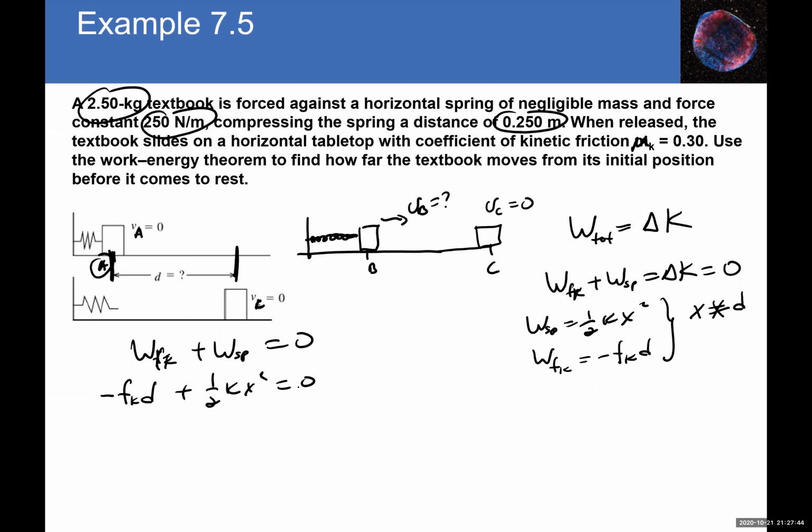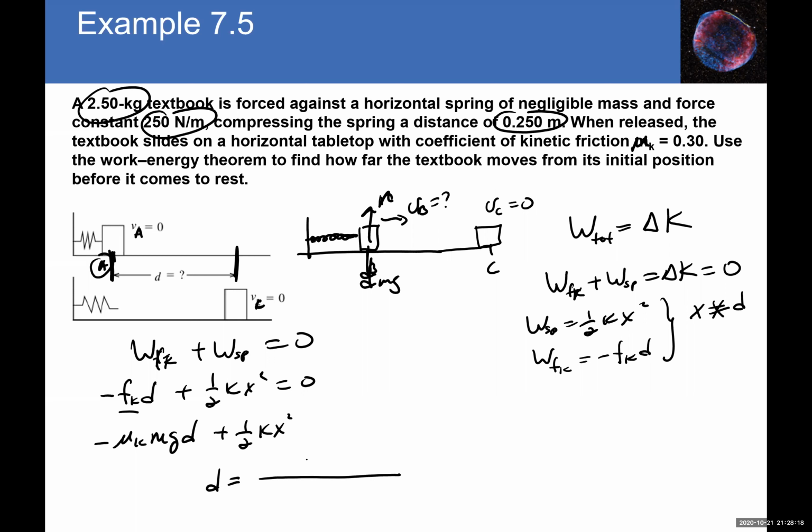Then I can rearrange this. By the way, what is fk? Remember, fk is equal to negative mu k times the normal force. And because it's a flat surface, the normal force is just mg. So negative mu k mg times d, plus 1/2 kx squared. Now I can rearrange this and solve for d.